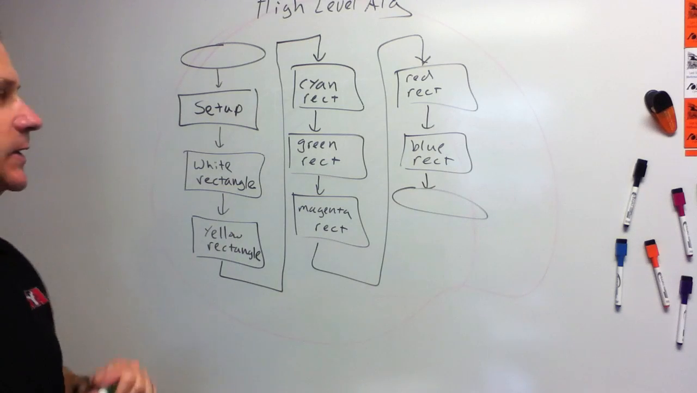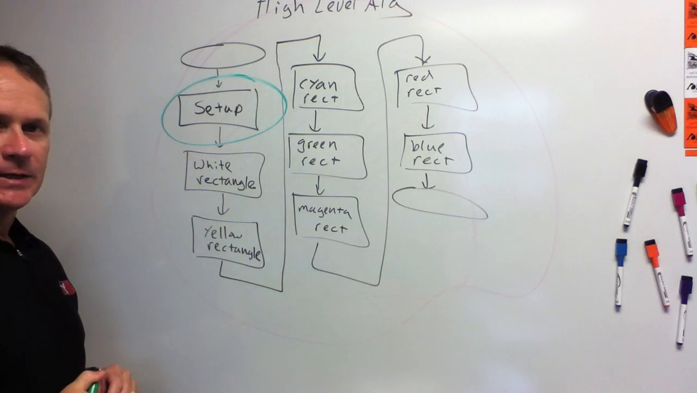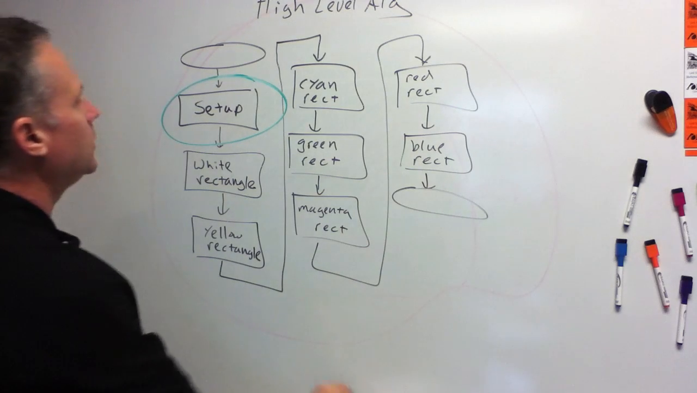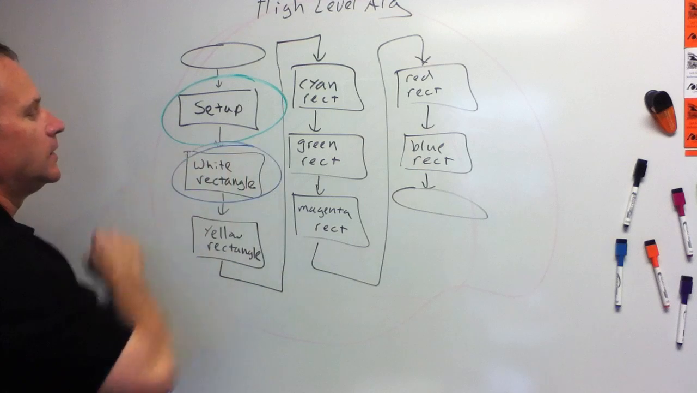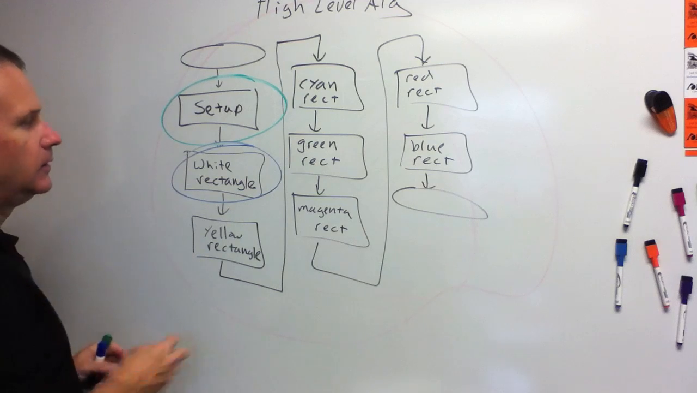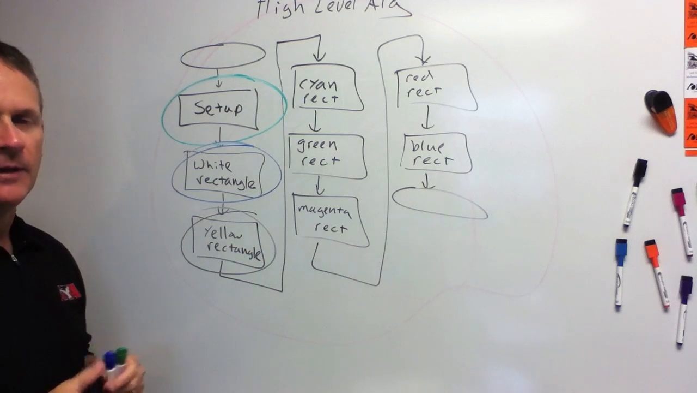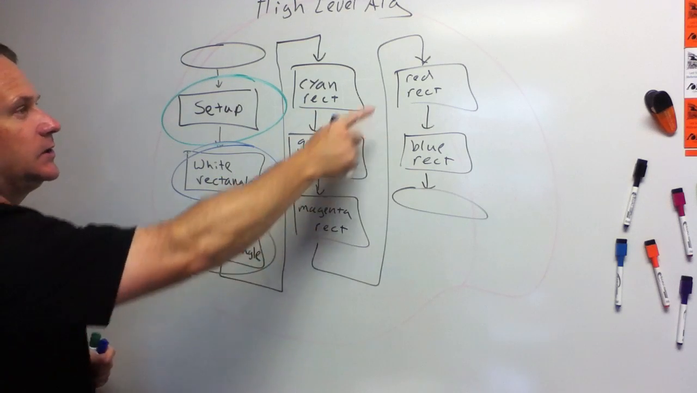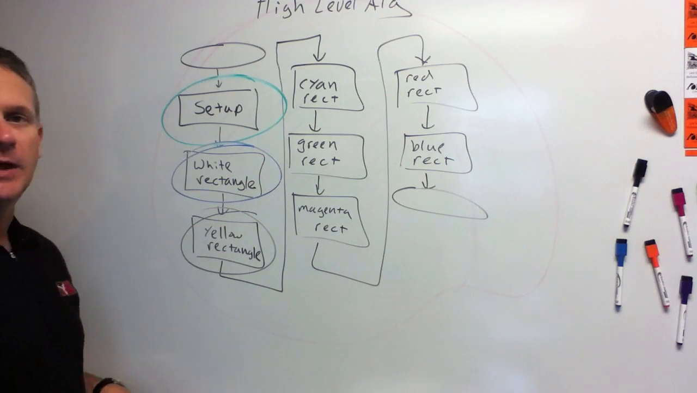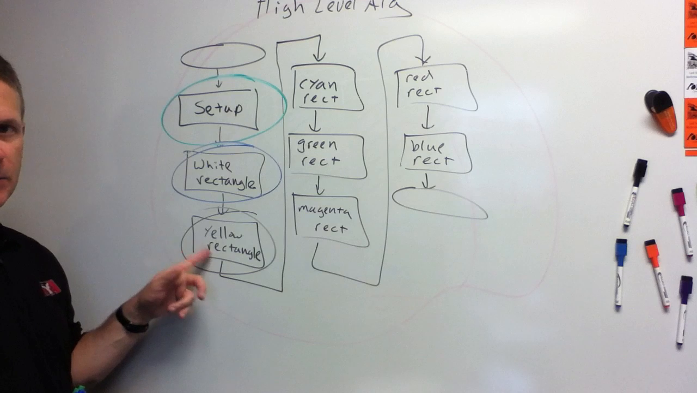Alrighty. So let's elaborate. Let's move into a low-level design. We're going to start here. We're going to zoom in, if you will, on that setup box and examine what we need to do in order to do setup. Then we'll go ahead and zoom in on the white rectangle box to determine what to do to draw a white rectangle. And then we'll zoom in on the yellow rectangle box to see what to do there. After that, cyan, green, magenta, red, and blue will be virtually identical to the yellow rectangle case, as we'll find out. So we won't design the rest of them explicitly since they're so much like this one.